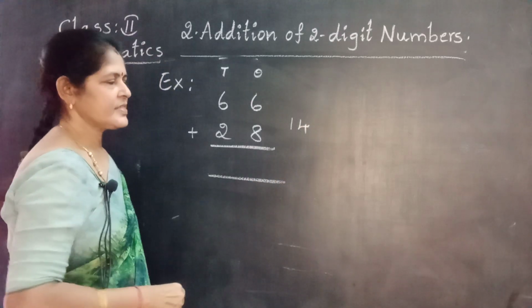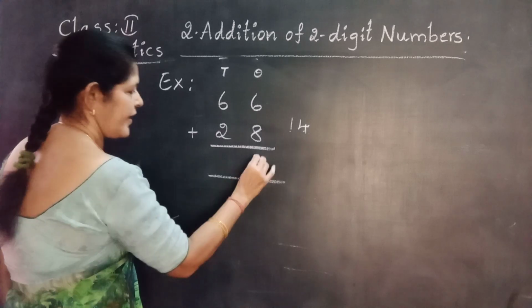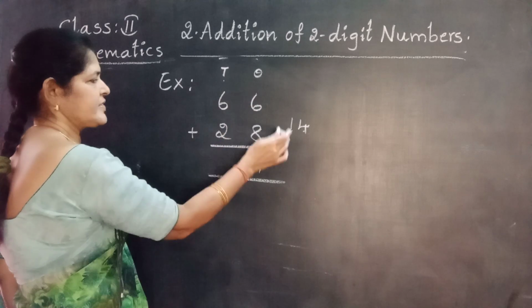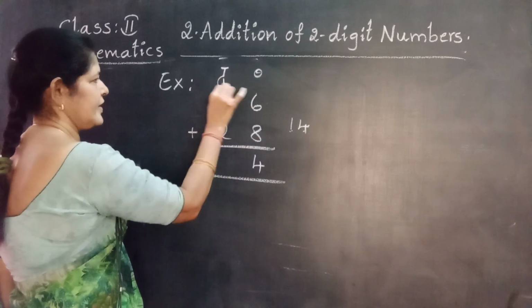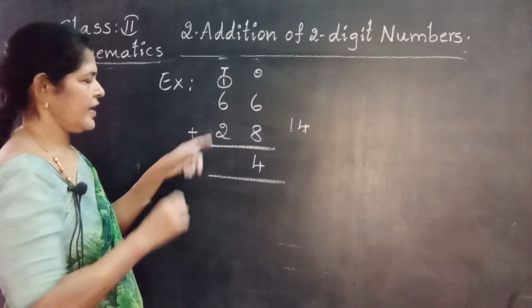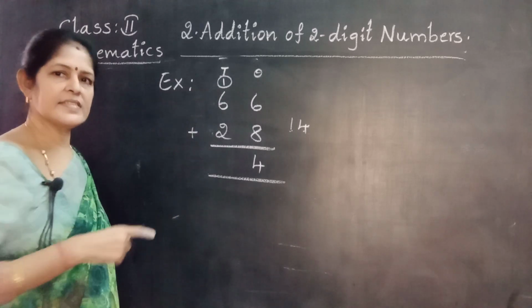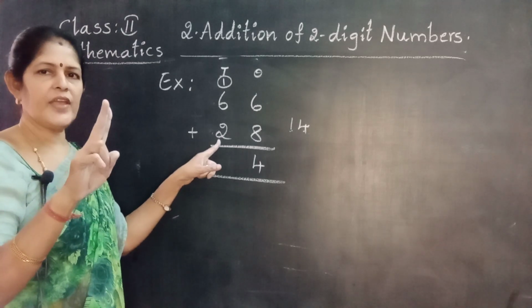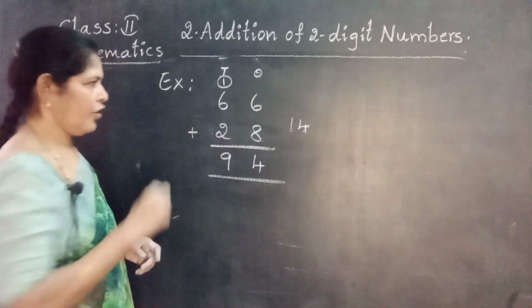On the right side, it has 1 ten, 4 ones. The ones number goes right in the ones place. The tens number carries to the tens place. Here 1 is there. Carry 1 to the tens place. Circle this number. Now 1 plus 6 plus 2. Here there are 3 numbers. 1 plus 6 is 7. 7 in the mind. Take 2 fingers. 7 after 8, 9. The total is 94.